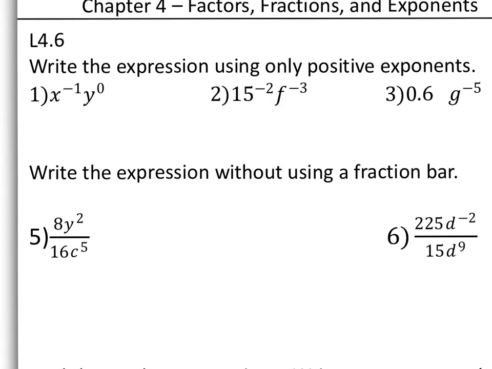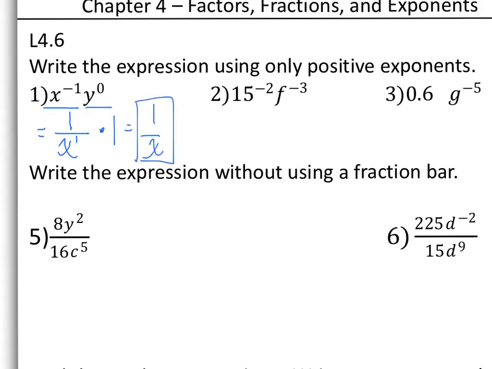4.6. Write the expression using only positive exponents. So for x to the negative 1, we need to move x to the denominator so we can end up with the positive power of 1. Okay, and y to the 0, which is equal to 1. And 1 over x times 1 is just 1 over x.